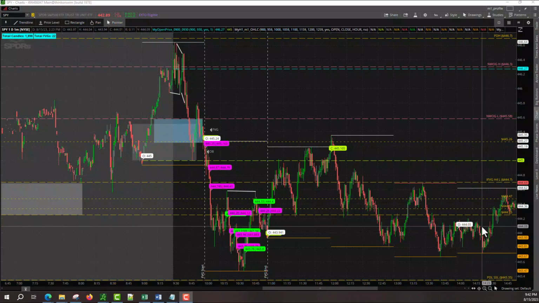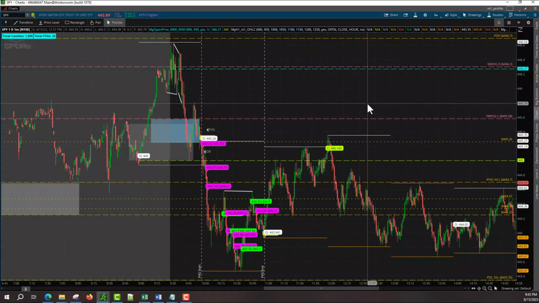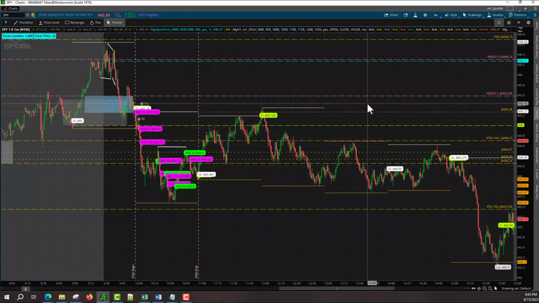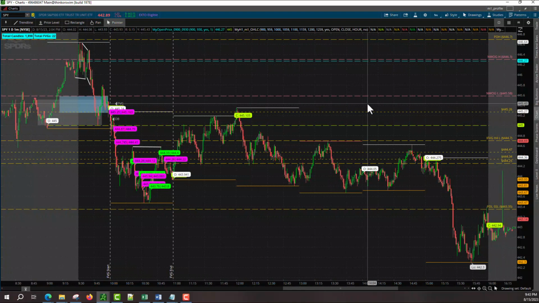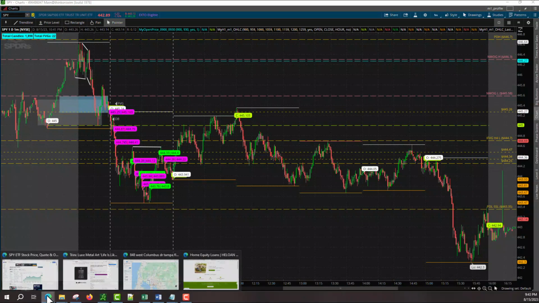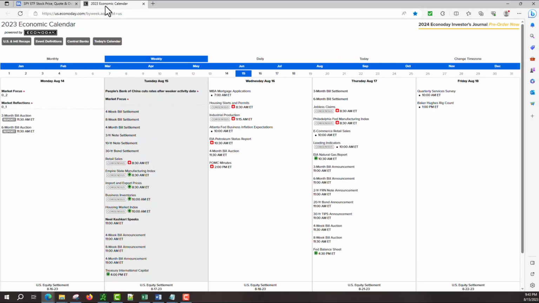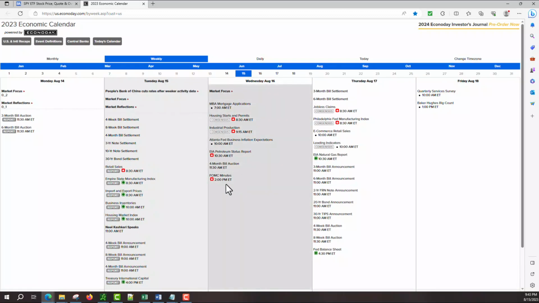Alright, let's do an end of day review for today. Today is Tuesday, August 15, 2023, and it's the second trading day of this week. Tomorrow we will have, I think, the FOMC minutes release at 2 p.m. Eastern time. Let's see how the market reacts to that news.